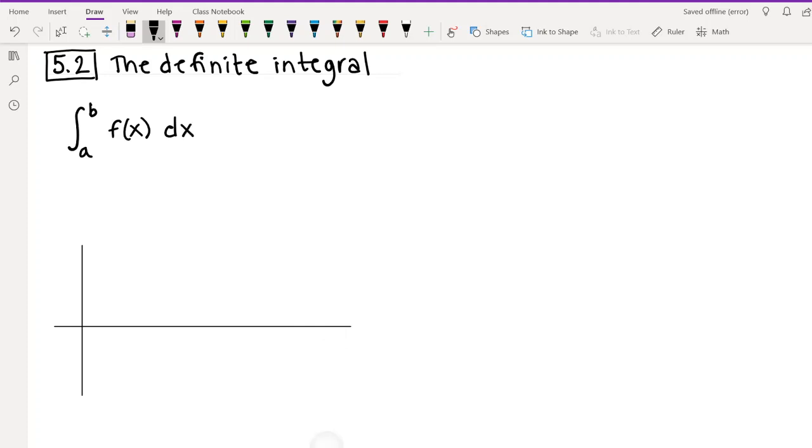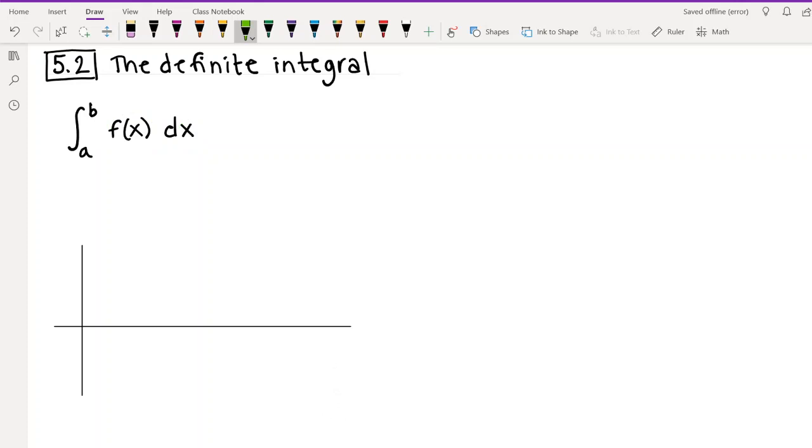And so one thing I just want to point out is that whatever variable you're using in your function, you need to see that same variable appear here. So for example, instead this could be f of t dt, or f of w dw, or f of y dy. It doesn't really matter what variable you're using, but you do need to ensure that the variables match.